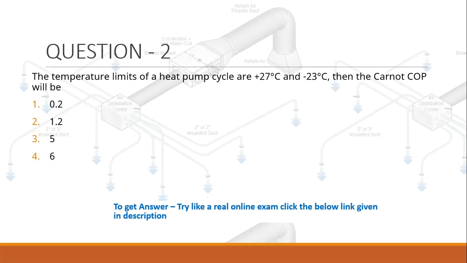Question 2. The temperature limits of a heat pump cycle are plus 27 degrees C and minus 23 degrees Celsius, then the Carnot COP will be 0.2, 1.2, 5, 6.